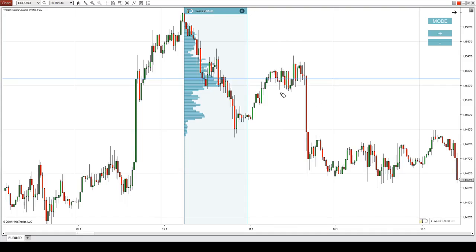So if it was 1 pip more, it would be a full profit target if the level was a little bit lower. So in real trading, I probably wouldn't have taken such a trade. I would have discarded it.